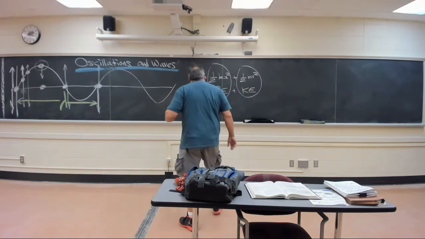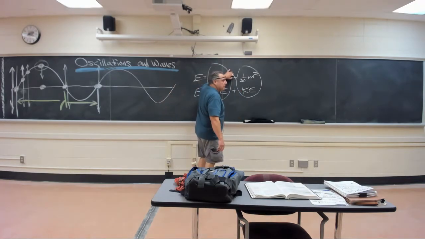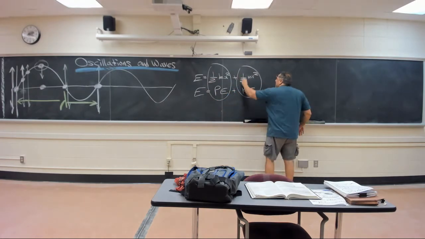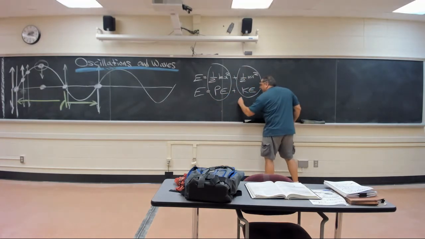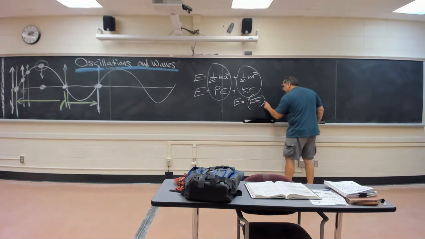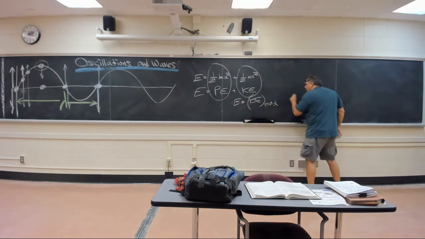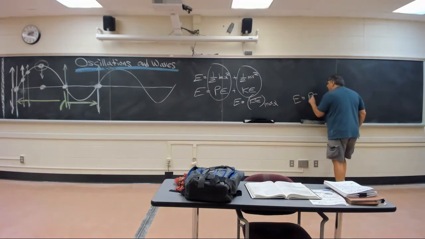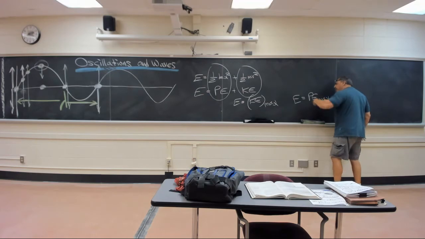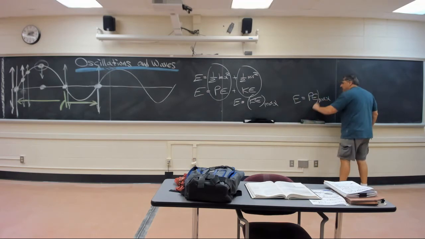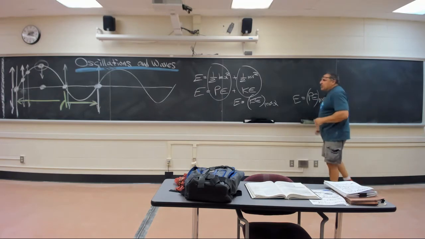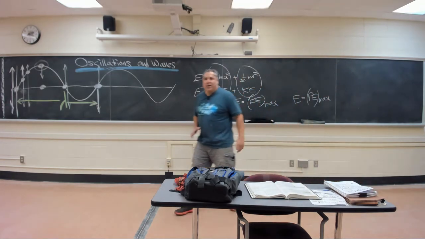Not stretched, not compressed. It's all kinetic energy. Well, I can use one or the other. If I get the maximum, you can basically say that E is going to be KE max, or E is going to be PE max. Because all the maximum potential energy will eventually become maximum kinetic energy. So if you find one or the other, you're out of the woods.